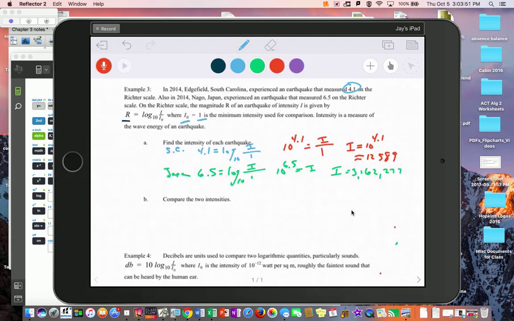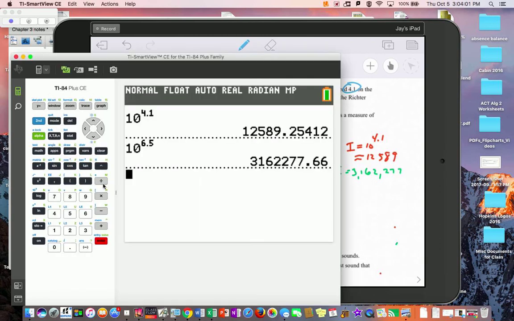3,162,277. So if I want to compare them, I'm going to put the big number on top and the small number on the bottom when I go to the calculator. So what I can do is take my last answer and divide by the first answer, which was 12589.25412.